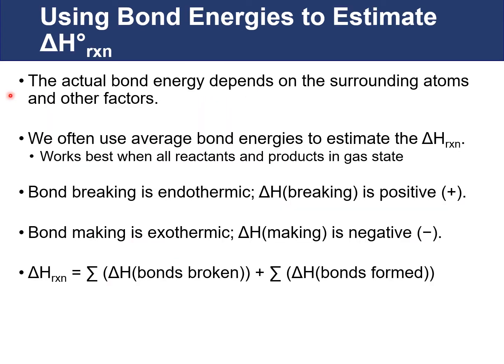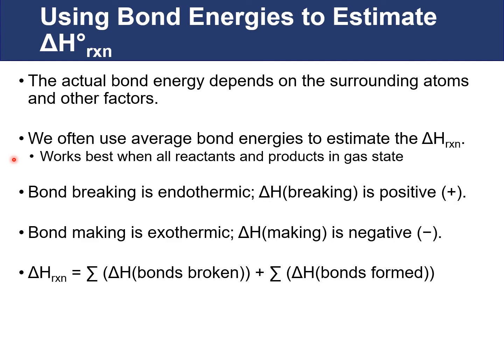The value in those tables, again, is an averaged value of many different types of molecules that have the particular bond that you're working with. The actual bond energy of the molecule that you're working with for a particular chemical bond will depend on the surrounding atoms and other factors. We often use the average bond energies to estimate delta H reactions for chemical reactions that we're working with new components. These values work best when all the reactants and products are in the gas state.